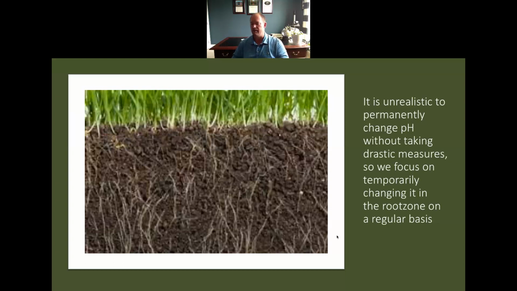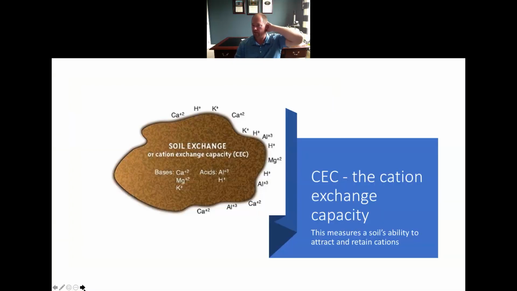So we're not going to focus on doing anything to drastically change it. We're only going to focus on temporarily changing it in that furrow acre slice, in that root depth of 6 to 8 inches. That's basically where we're talking about making that change in the root zone. And we're going to have to do it on a periodic or regular basis. This is not going to be a one and done fix.